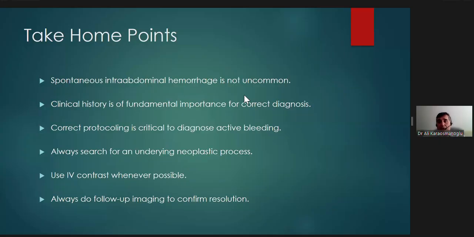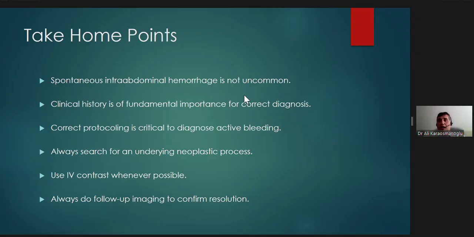Clinical history is key. Always be in close contact with your referring physicians. Always ask for any history of anticoagulation use. Always ask for any history of hematologic problems, because sometimes they didn't even know that the patient has sickle cell disease, as was the case in our patient. So always ask them if the patient has any history of disease, so they can get deeper with the clinical history. Correct protocoling is essential.